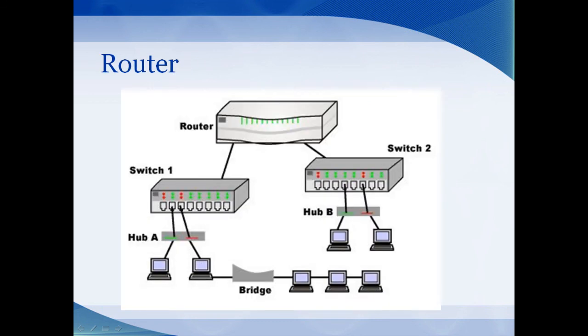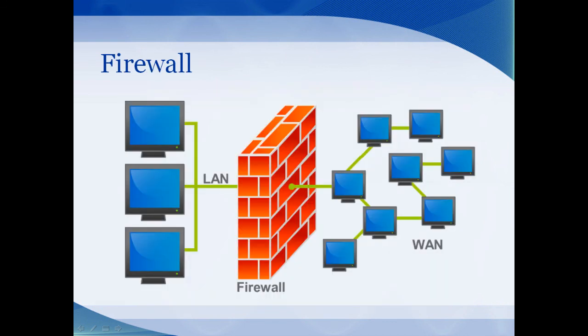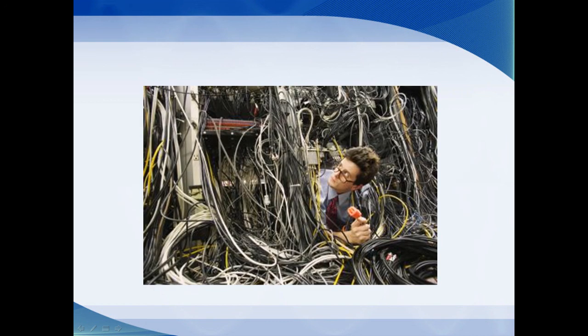A router is used to connect the network. It also forwards data packets between the computer networks. A firewall is designed to protect the internal network from damage from the external network. Now you know a little bit more about networking, the layouts and the devices you need to connect the network together.